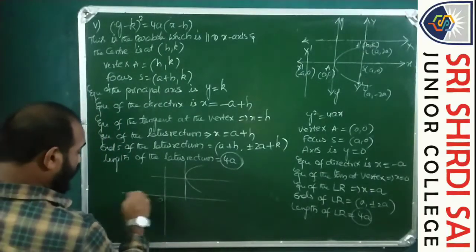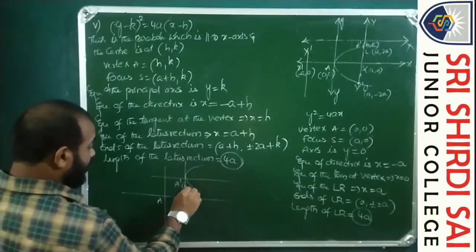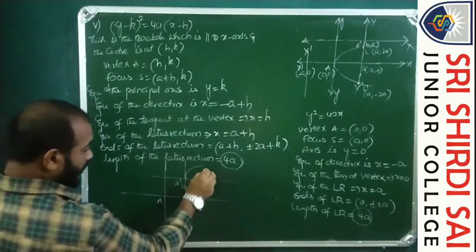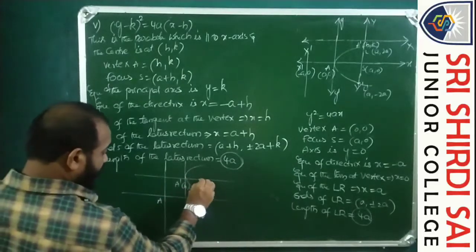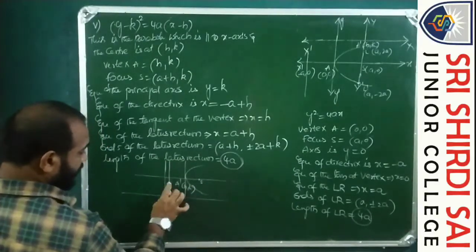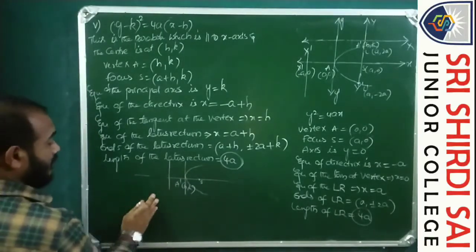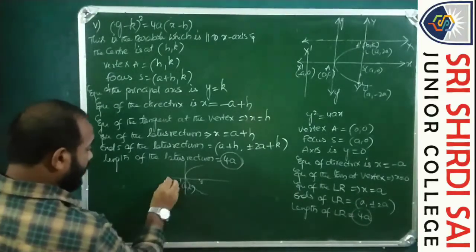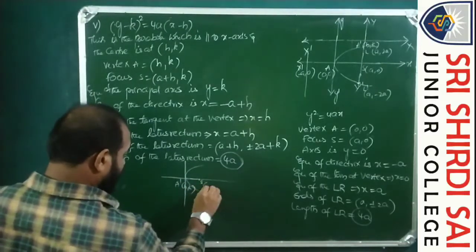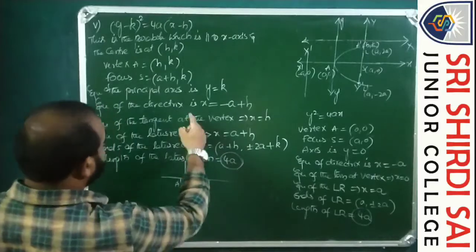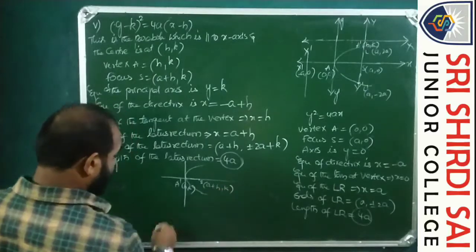So this is origin, and this is a dash, h comma k. Okay. So for this parabola, this is S and this is our S dash. So that means this is h comma how much? H comma a plus h comma k. So this is our vertex.